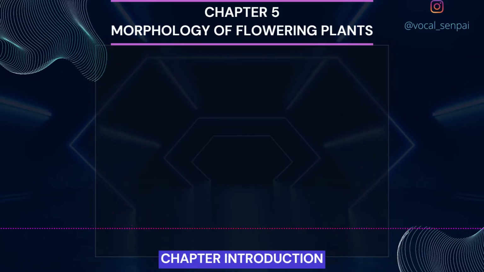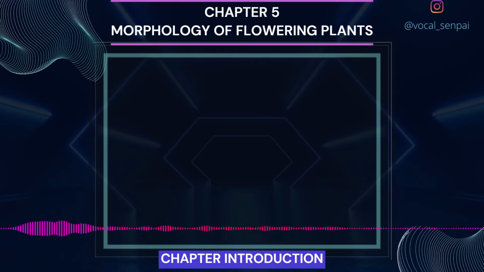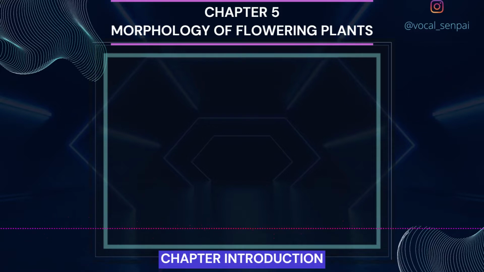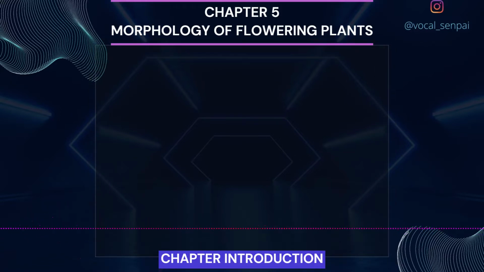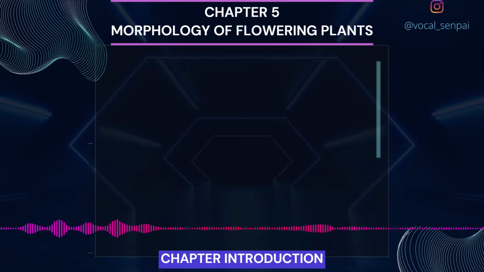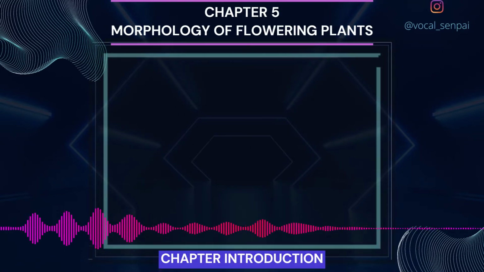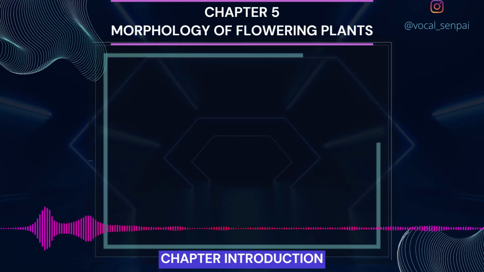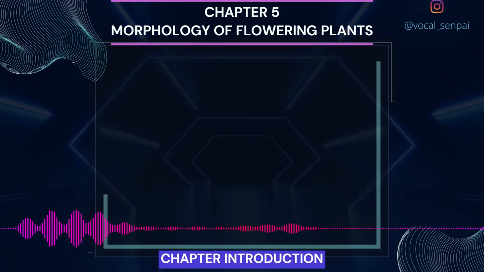Chapter 5. Morphology of Flowering Plants. The wide range in the structure of higher plants will never fail to fascinate us. Even though the angiosperms show such a large diversity in external structure or morphology, they are all characterized by presence of roots, stems, leaves, flowers and fruits.